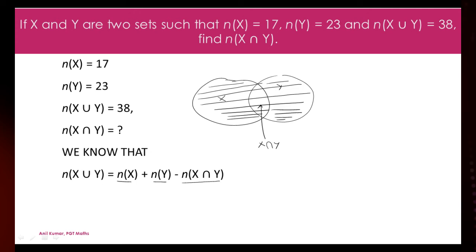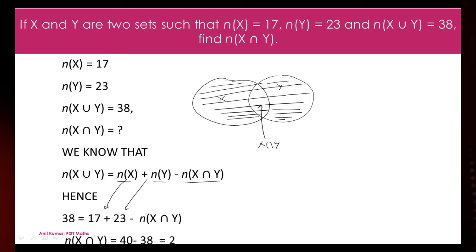So let's put the values. X union Y is 38, the number of elements in X is 17, in Y is 23, and this one is the intersection. If I simplify this, I'll get the number of elements in X intersection Y. Taking it to the other side, we will have 40 minus 38, that is 2 elements common to both of them.